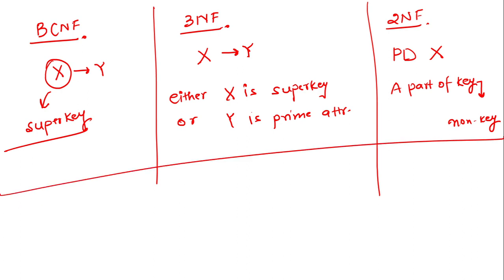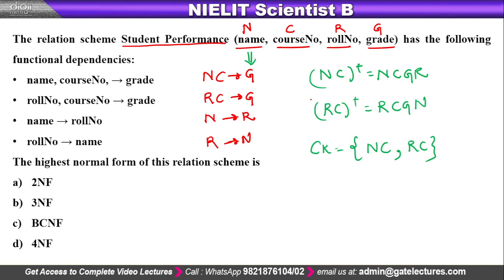First we'll check for BCNF, that is X has to be a super key. In this case, NC is a super key because NC is your candidate key, correct. RC is a super key, correct. What about this N? This N is not a super key. So the BCNF condition fails right here. And since it is not BCNF, it will not be 4NF. Now we have to check for 2NF and 3NF.